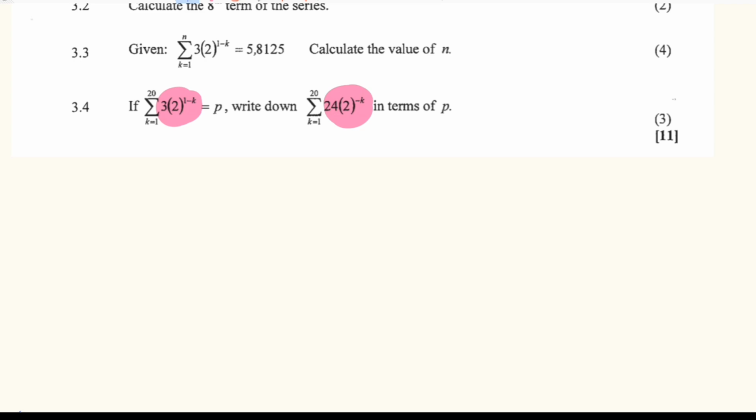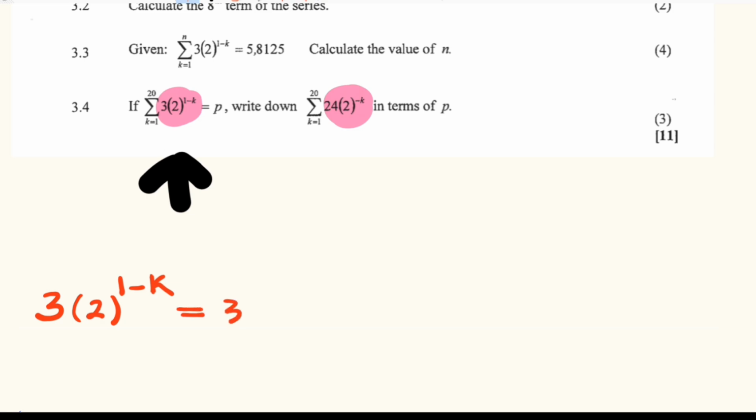So the first one, we are going to break the first one. Why do we break the first one? Because it has an exponent of 1 minus k, unlike the other one. So let's try to squeeze the first one and see what comes out of it. So we have 3 multiplied by 2 raised to the power 1 minus k, and this will be equal to 3. So suppose we had a raised to the power b minus c. This will be equal to a raised to the power b multiplied by a raised to the power negative c.